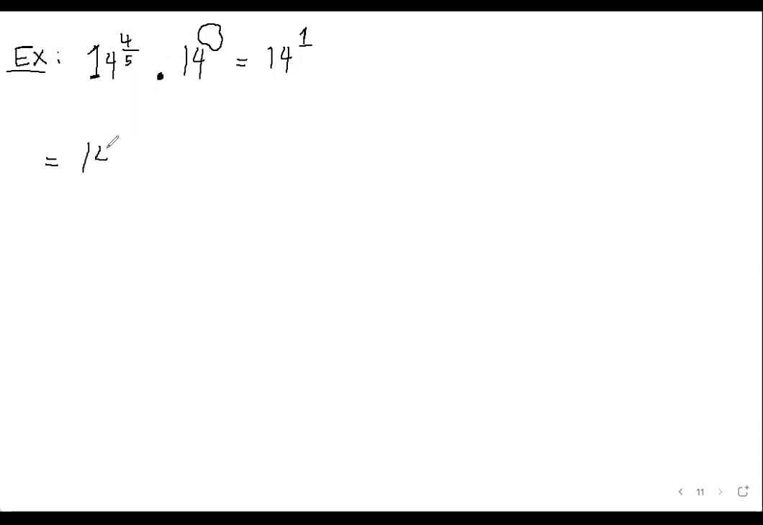Okay, this means 14 to the 4 over 5, because they have the same base, plus this thing. I'm looking for this thing. The question is, what is the variable here? The question is looking for this guy, plus something, I don't know what it is, equal 14 to the power 1. If I have the same base on both sides, 14 and 14, that means the exponents are equal. This means 4 over 5 plus this thing equal 1.